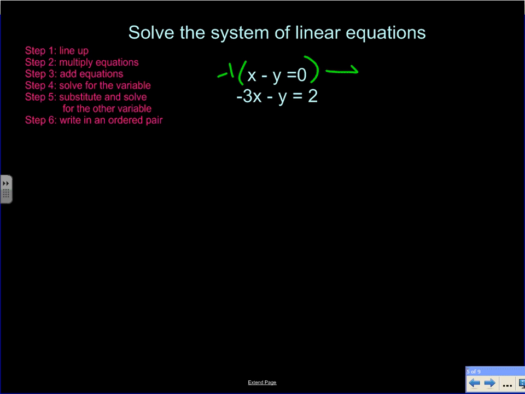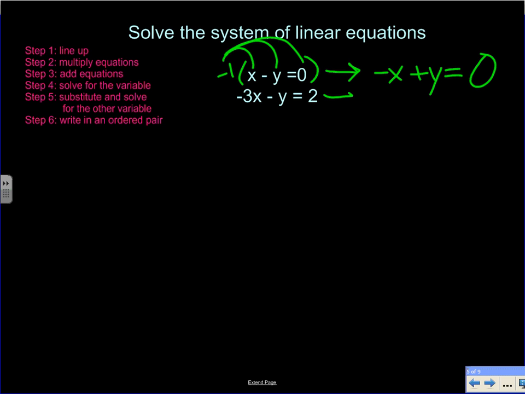I'm going to draw a little arrow over here because I'm going to put my work over here. -1 times x will give us a -x. -1 times a -y gives us a positive y. It's my favorite part of the show. -1 times 0. What is it? Yes, you got it. 0. Man, that was pretty tough. That's why it's my favorite part.